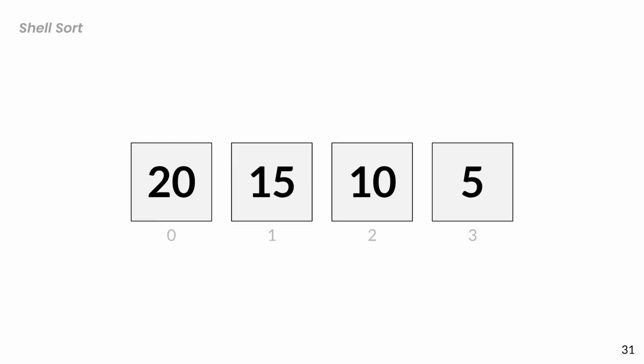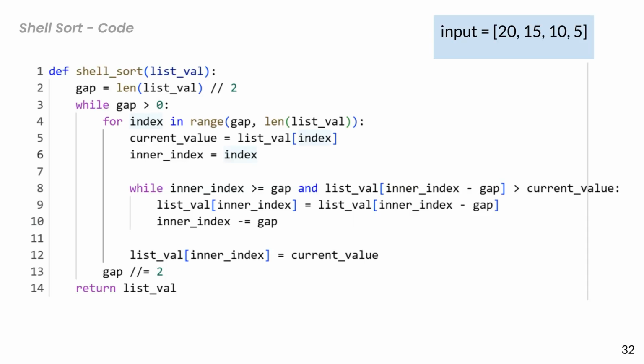Now, let us look at the Python implementation of a simple shell sort algorithm. We will walk through this using the list 20, 15, 10, and 5. Always remember that in a list, the index starts at 0. With this, at index 0, our value is equal to 20. The code for the shell sort algorithm has 3 loops: an outer while loop, a for loop, and an inner while loop. But first, let's go line by line.